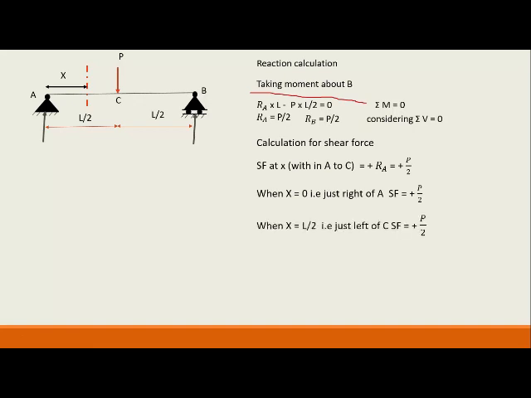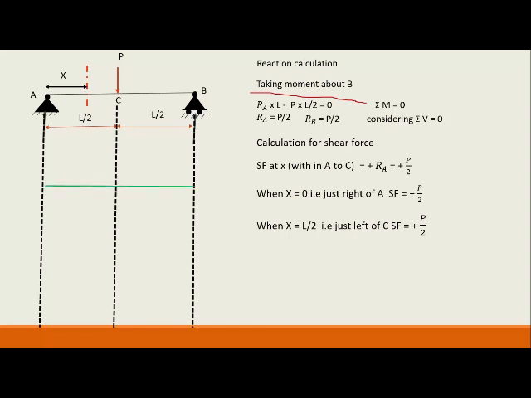Where is x equal to 0? That is just right of A. And at x equal to L by 2, which is just left of C, when this P should not be considered, just left of this P, it is P by 2 again. Now, let us draw the shear force diagram up to this. It will be plus P by 2 here, joined by a horizontal line, and up to C it is P by 2 again. Okay? So it is positive.